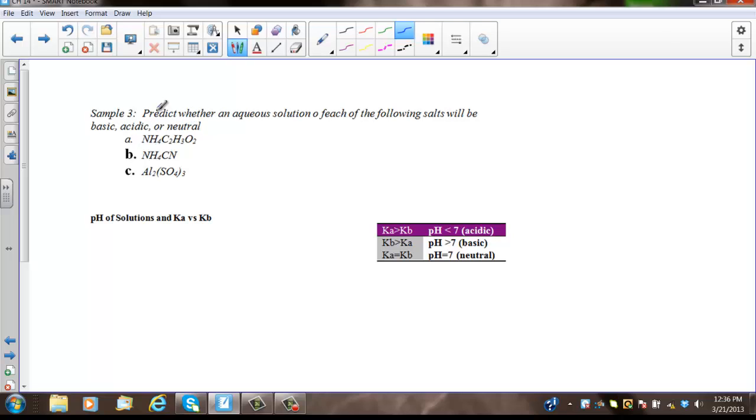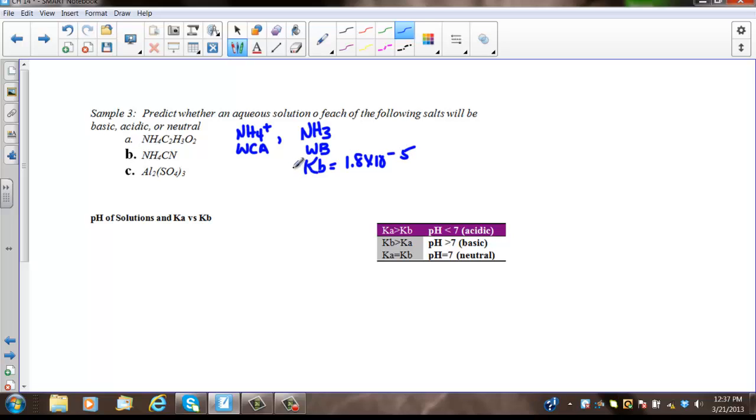Okay, so now we're going to predict whether an aqueous solution of each of the following salts will be basic, acidic, or neutral, using the information that we just learned. Looking at the first one, we're looking at ammonium acetate. First of all, you have the NH4 plus ion, which is a weak conjugate acid, and it comes from a base, NH3, which is a weak base. Now, what do we know about this weak base? Well, we know that it has a Kb equal to approximately 1.8 times 10 to the negative 5.